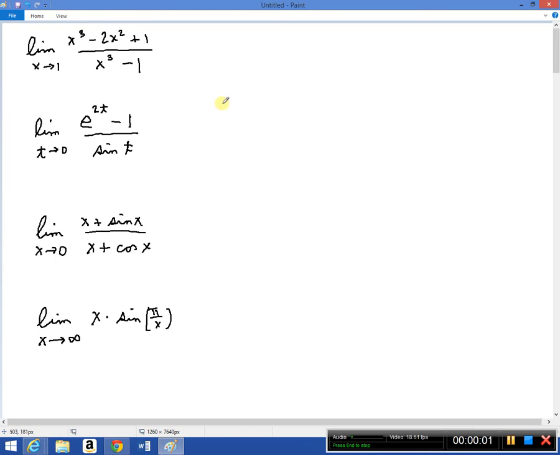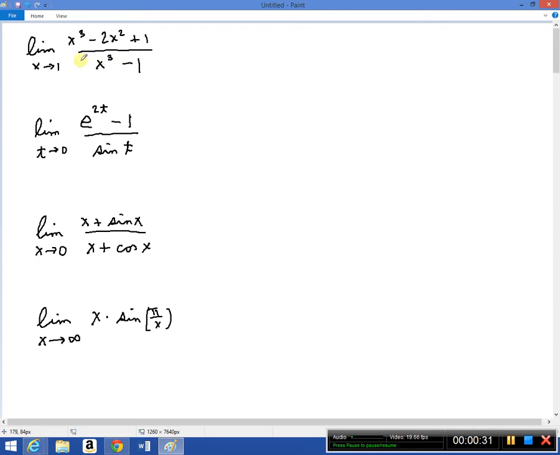This is quiz 25, and these are a bunch of problems over L'Hopital's rule, or calculating limits where you've got some kind of discontinuity involved. So number one, we're taking the limit as x goes to 1, and you first do a reality check and plug in 1 and see what happens. Obviously in the bottom, 1 minus 1 is 0, and in the top, you get 1 minus 2 plus 1, which is also 0. So this is a 0 over 0 indeterminate form.